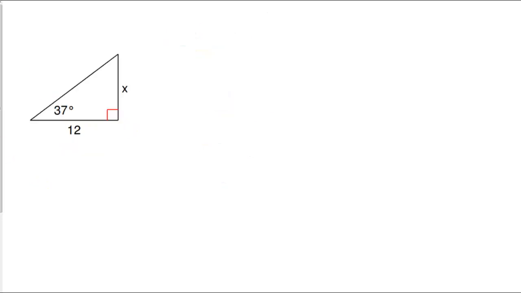Let's go ahead and do another one. You take and notice that x is opposite 37, and remember the side opposite my right angle is my hypotenuse. This has nothing on it, so this must be my adjacent side.